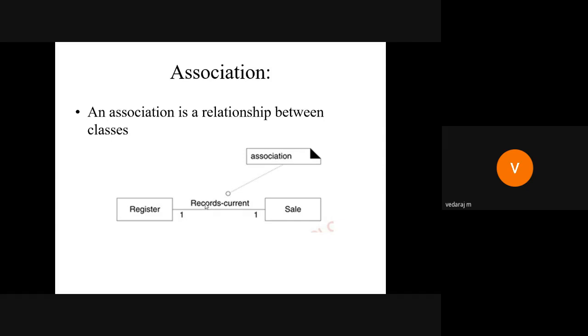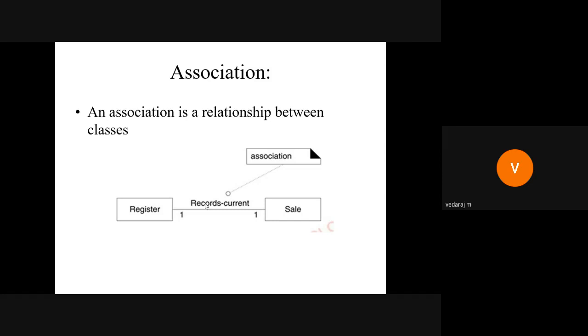The next very important thing, students, please understand what we mean by multiplicity. Multiplicity is nothing but how many objects are currently connected. See, in the previous slide, register and sale: how many sales are recorded in a register? In a single register, we are maintaining multiple sales, recording multiple sales. So what relationship can we say? One to many relationship. If in a single register I am recording only one particular sale, then it is one to one.